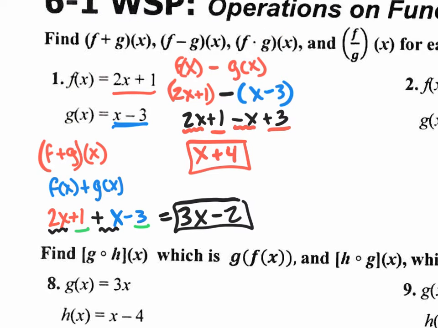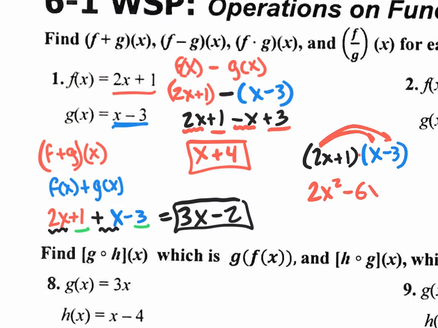So let's multiply the 2x plus 1 with the x minus 3. Since we're multiplying, you have to put them in parentheses. That way you'll remember to multiply. Let's distribute 2x times x, that's 2x squared. 2x times negative 3, that's negative 6x. 1 times x, that's another x. 1 times negative 3 is negative 3. Combine like terms, the middle terms, and you'll get a final answer of 2x squared minus 5x minus 3.